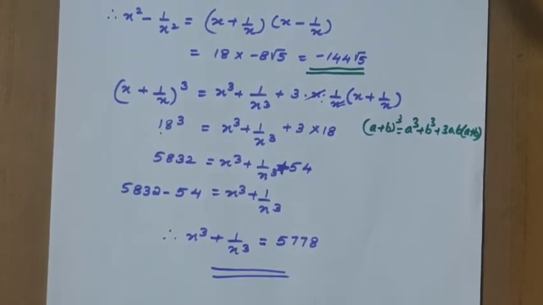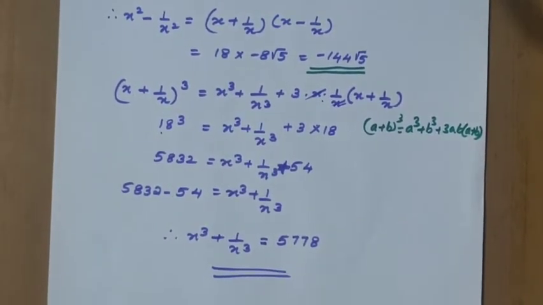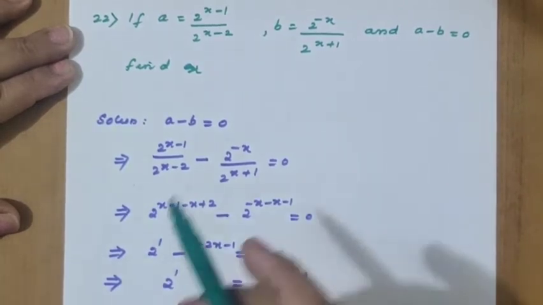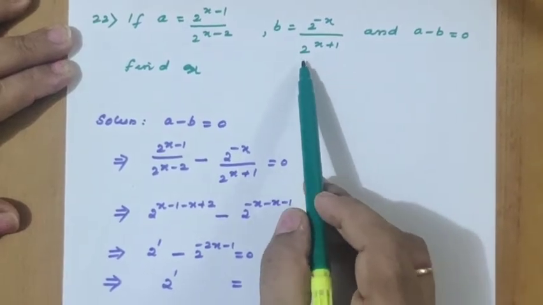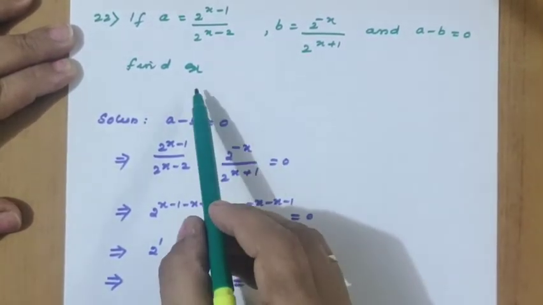Thus we have calculated x square minus 1 by x square also and x cube plus 1 by x cube also. Question number 22. If a equal to 2x raised to x minus 1 whole divided by 2 raised to x minus 2 and b equal to 2 raised to minus x divided by 2 raised to x plus 1 and a minus b equal to 0, find x.